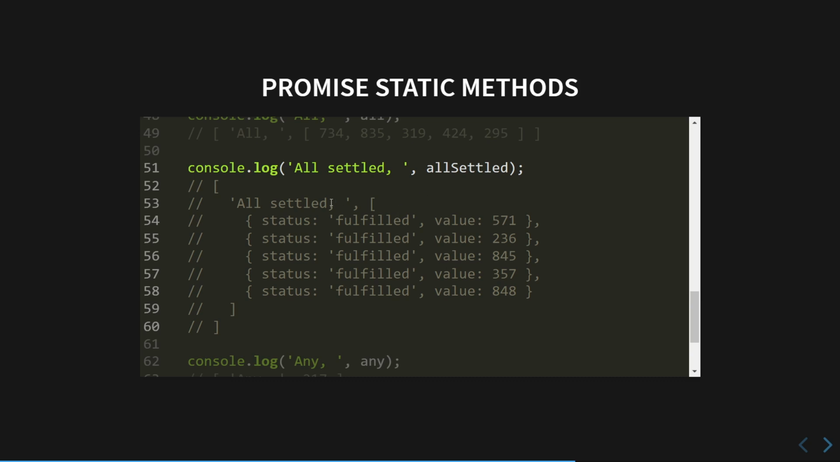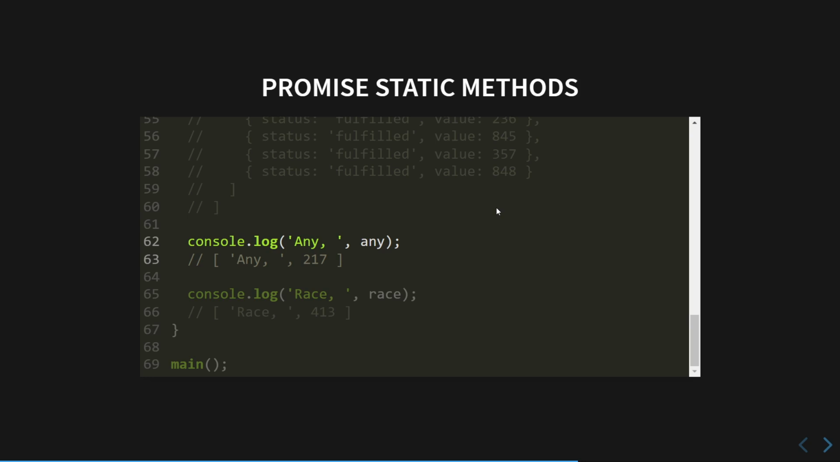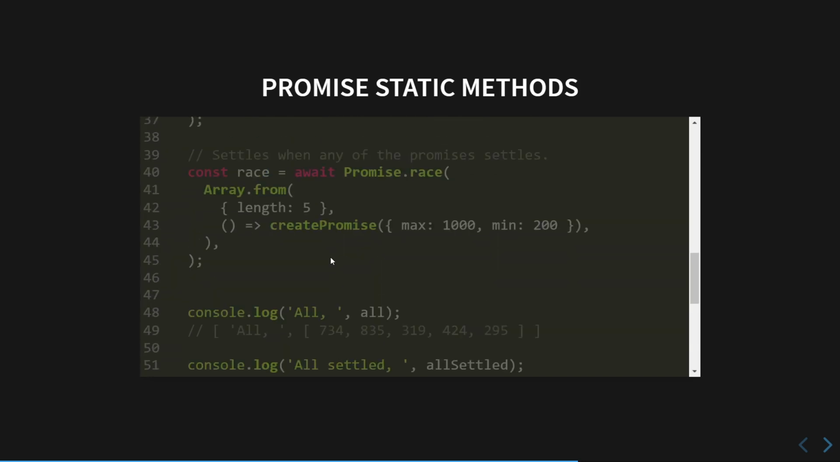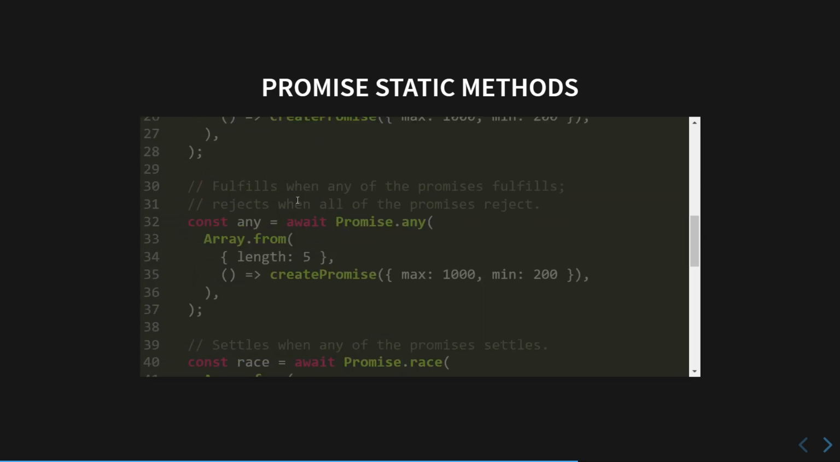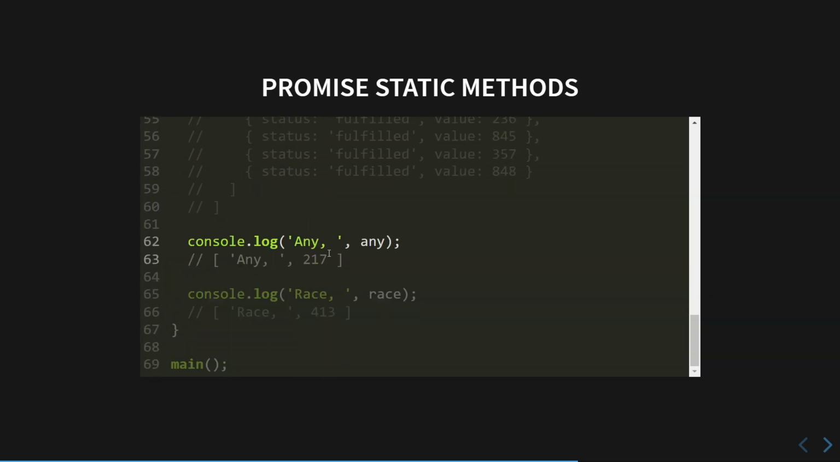allSettled does effectively the same thing, except it includes the status, because now it can be rejected and so on. And it also includes the value. Any just returns the first promise that fulfills, like we talked up here. And race just returns the fastest one that settles.